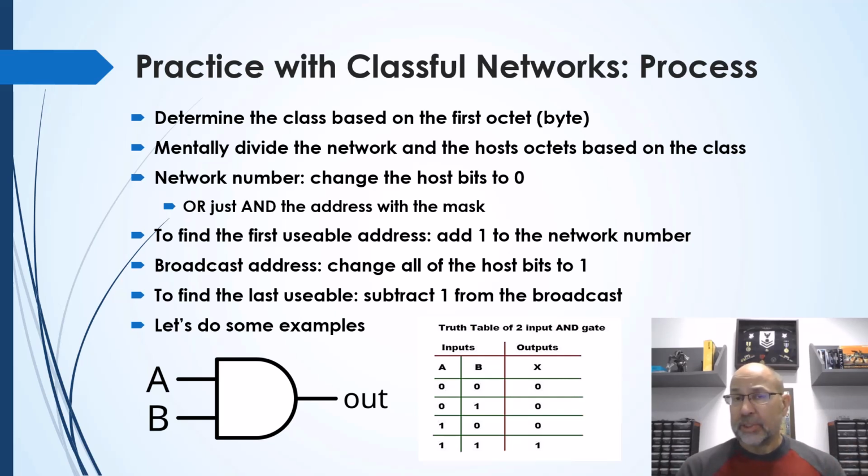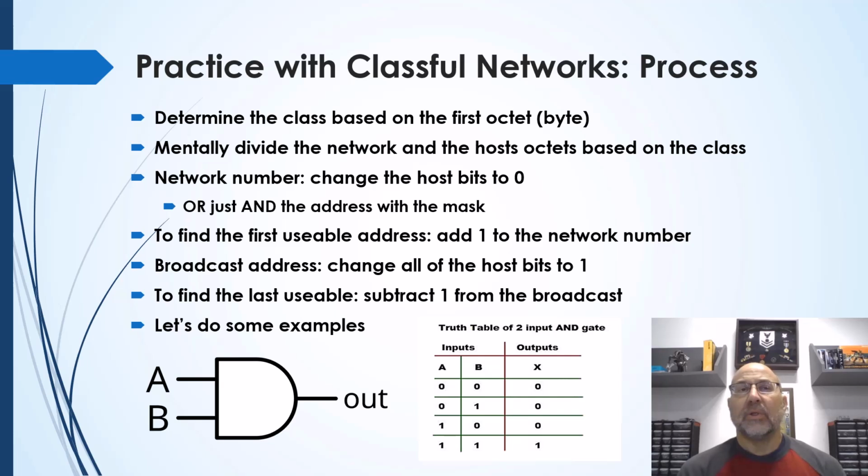Or you could simply say, here is my IP address. I'm going to AND it with the mask, and I'll get the same number. Now, to find out the first usable address, you're just going to add 1 to that. For the broadcast address, we're going to take all the bits allocated to a host, and we're going to convert them to 1. That's the broadcast address. To find out the last usable address, you just subtract 1 from the broadcast. And there you have it. That's all the numbers that we want to know, at least for this particular chapter.